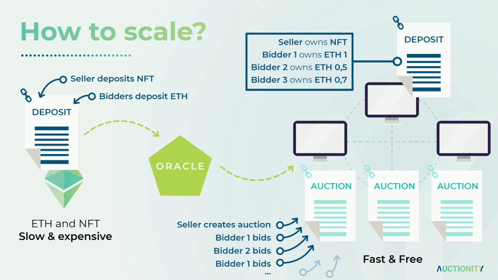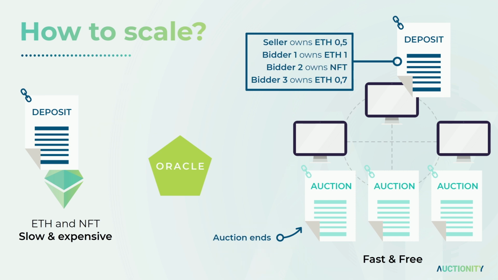You have to deposit your goods onto the deposit smart contract on the main network, and then all the other actions will take place in the sidechain and will be free and fast. So at one point, the auction is going to end. When the auction ends, our deposits on the sidechain will be aware that now it's the seller who owns the Ether, and it's, for example, bidder 2 who won and owns the non-fungible token.